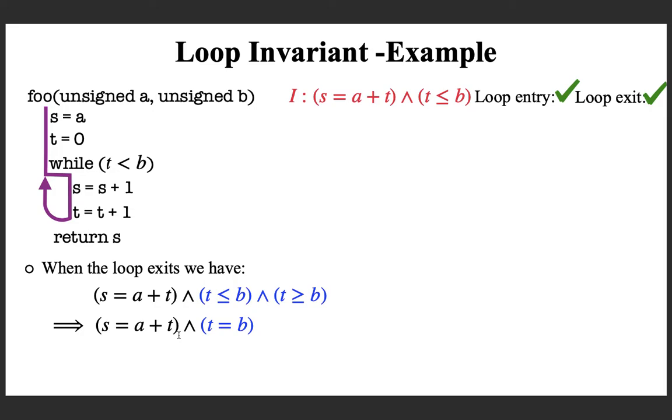So we are proving that s is equal to a plus t and t is nothing but b. So it tells you that at the end of executing this pseudocode or algorithm, s is nothing but the sum of a and b. So what the algorithm is doing is it computes the sum of a and b in the variable s. I hope your guess was correct.